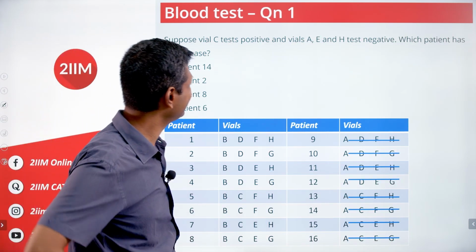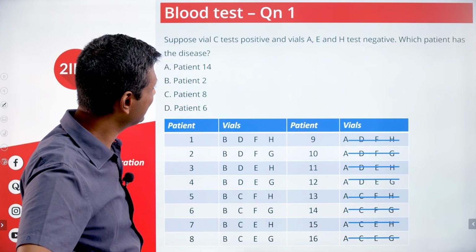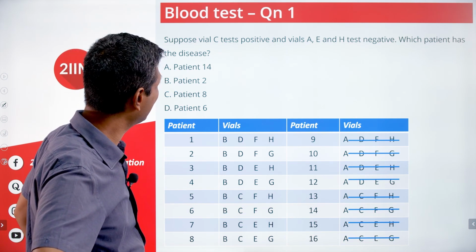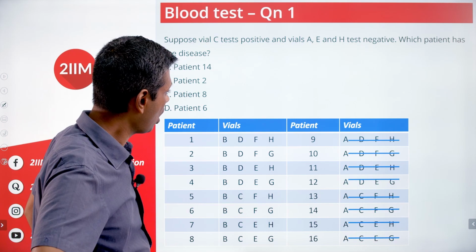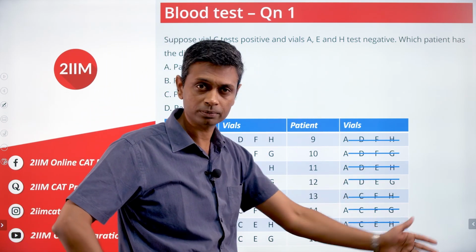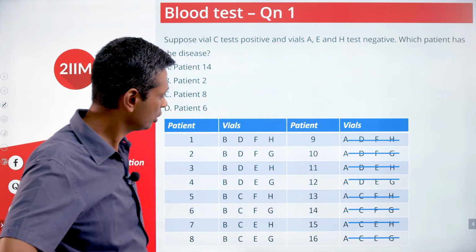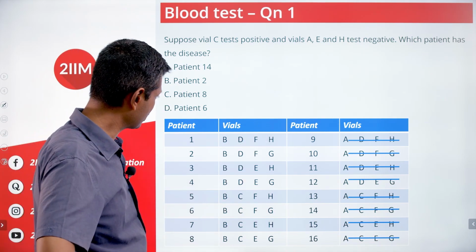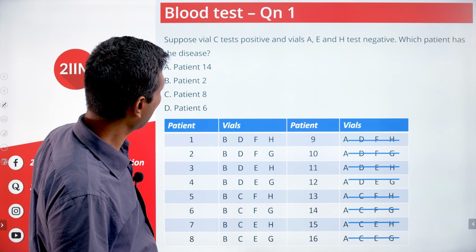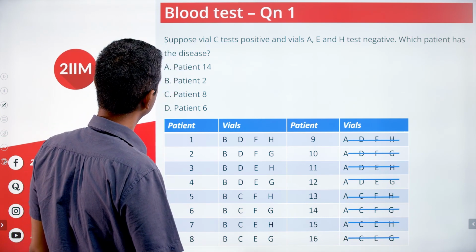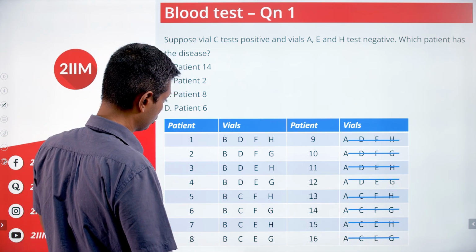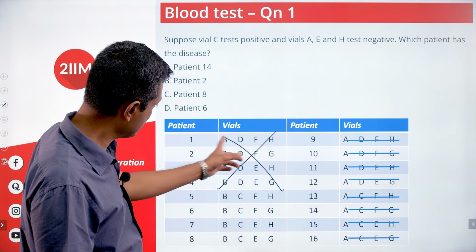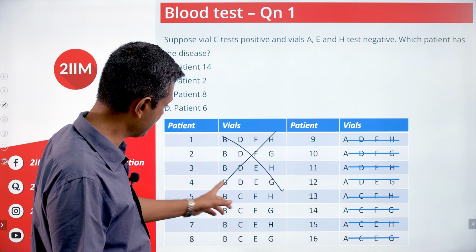Suppose vial C tests positive and vials A, E, and H test negative. Which patient has the disease? A, E, and H test negative. All of these have A in it. They're all out. Now let's come here. E and H are also negative. While C tests positive, so these four don't have a C in it, that we can remove straight away.